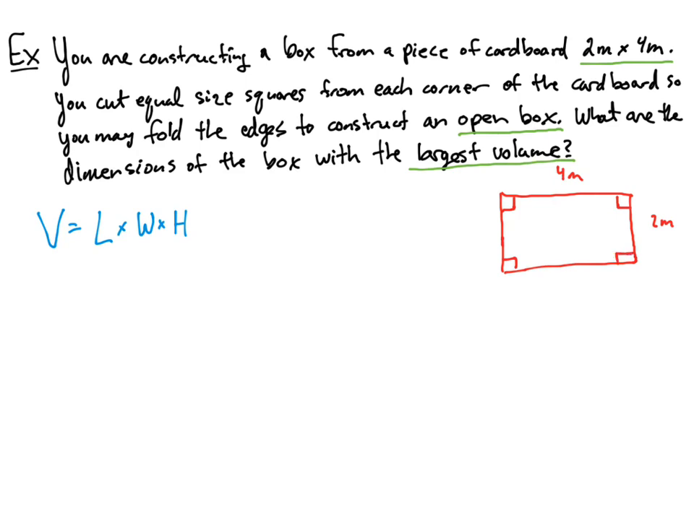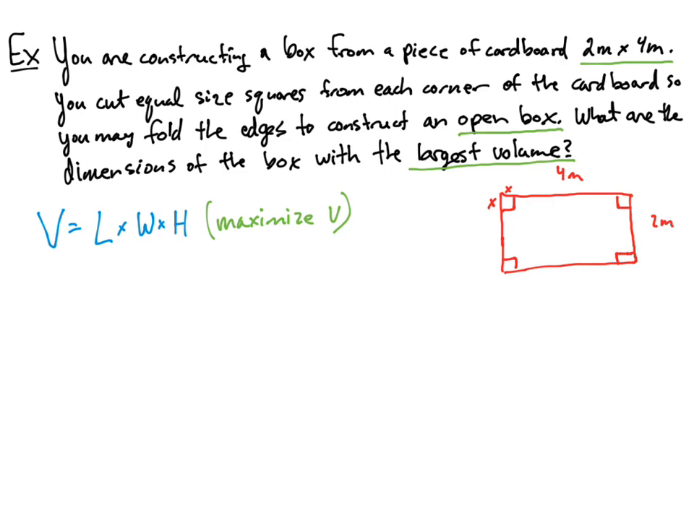And it doesn't say what size squares, but depending on what size we cut out those squares, we can fold the flaps up to make this box. So what we want to do is find whatever value x will make this box as large as possible. Now we are trying to maximize the volume, so we want to maximize the V value here.